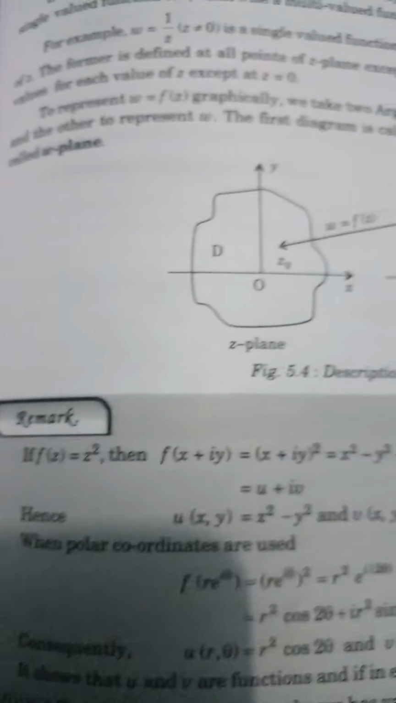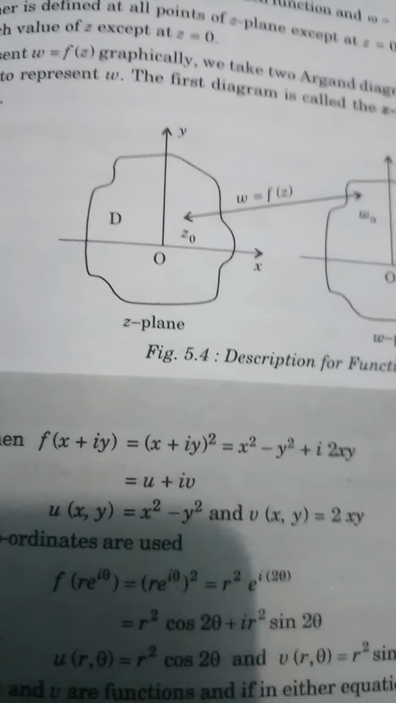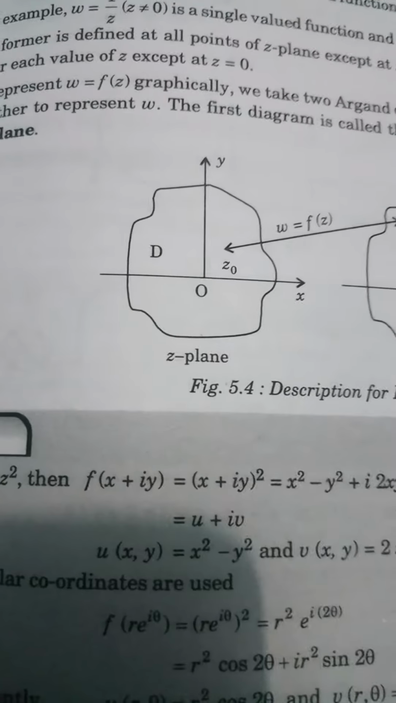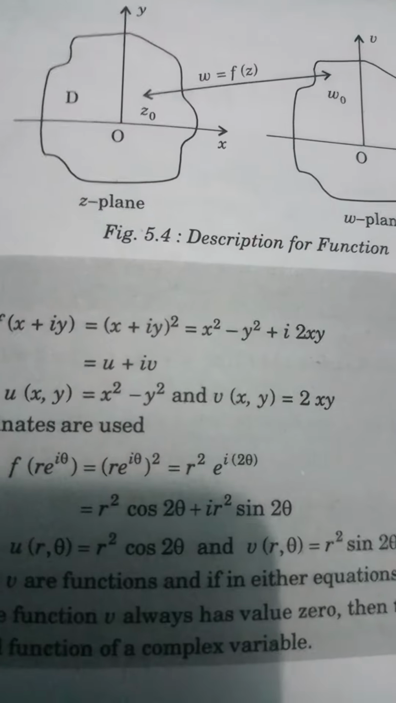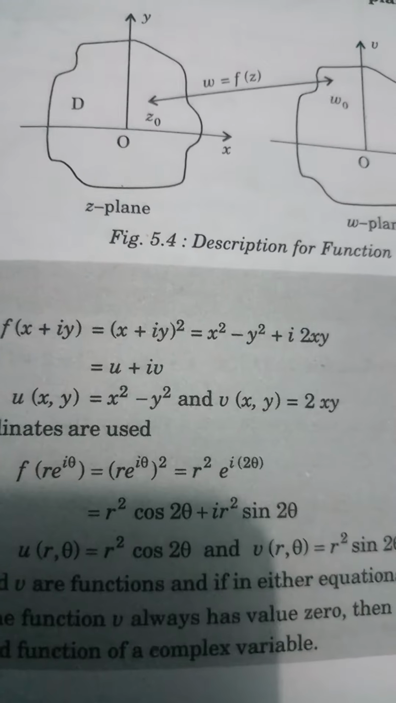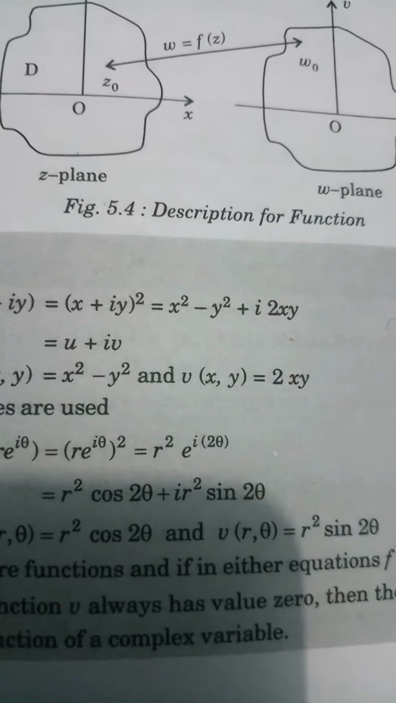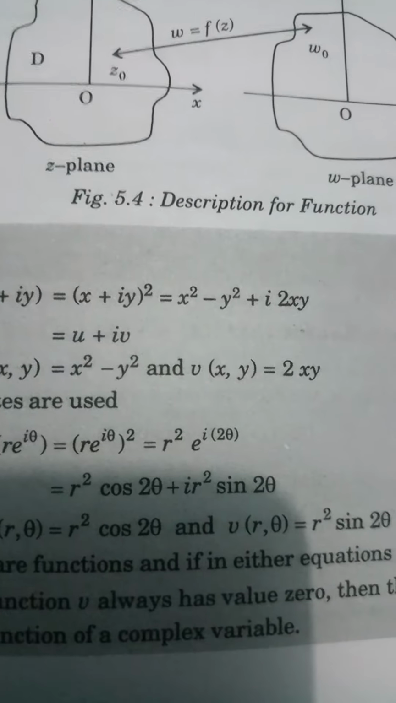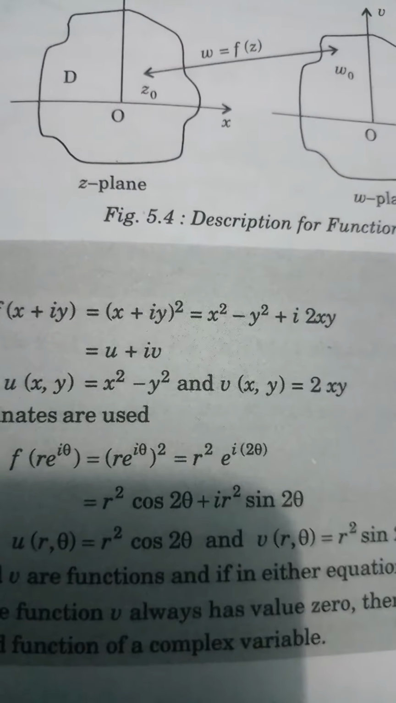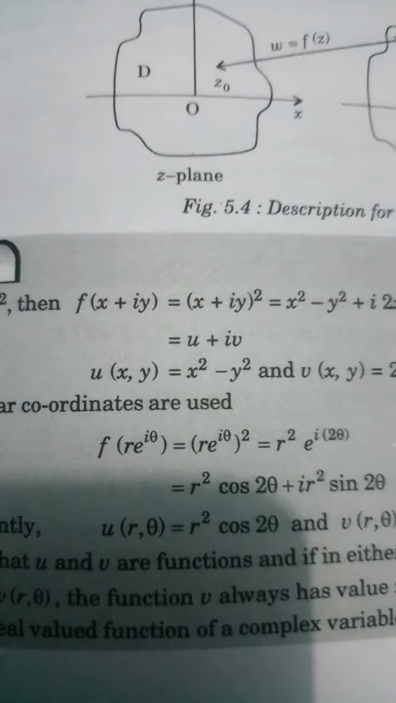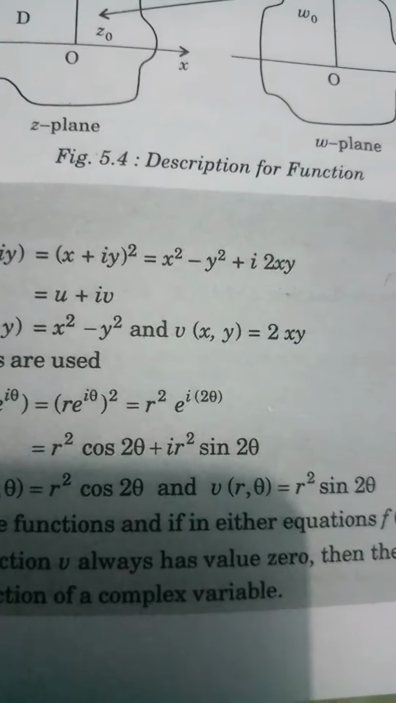Remark: if f(z) equals z square, then f(x plus iota y) equals z square. Writing z equal to x plus iota y whole square, we have (x plus iota y) whole square equal to x square minus y square plus iota 2xy. We can write this as u plus iota v, where the real part u(x,y) is x square minus y square and the imaginary part v(x,y) is 2xy.